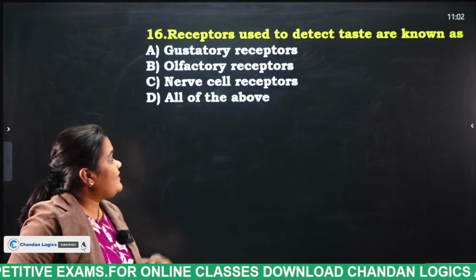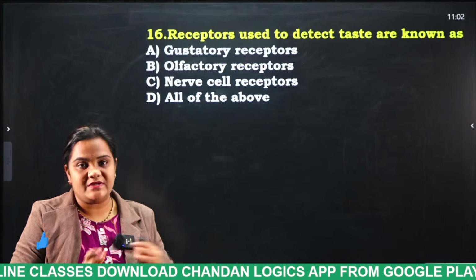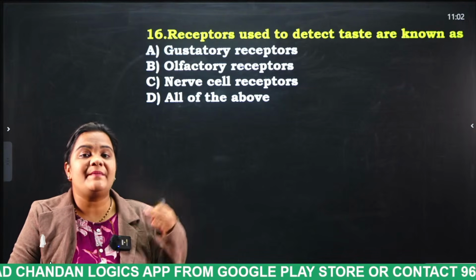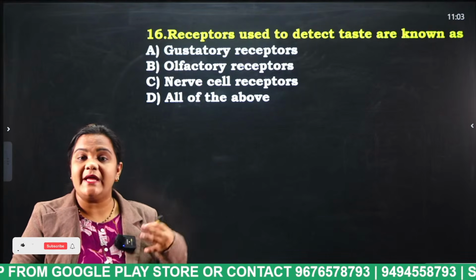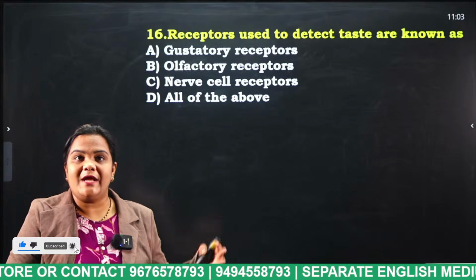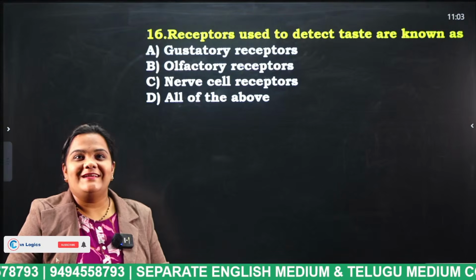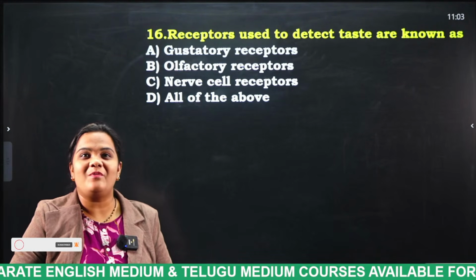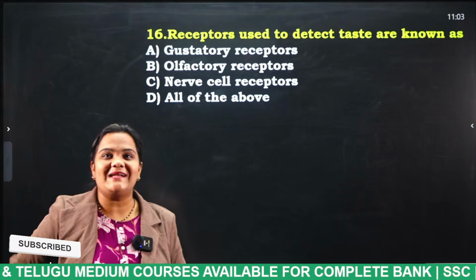And what is the answer for this question? So in our body, we have different types of receptors. Some receptors detect smell. Some receptors detect taste. Some receptors detect the signals from neurons. Okay. Now tell me, did you get marks or negative marks? Now tell me, students, what is the answer for this question?